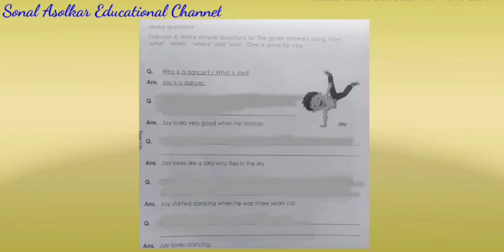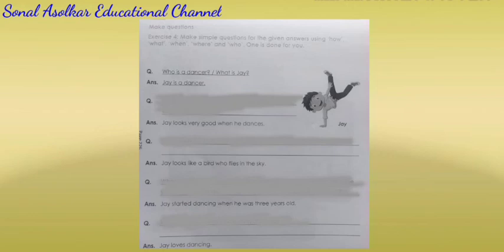Make questions. Exercise 4. Make simple questions for the given answers using how, what, when, where and who. First question is already given there. Who is a dancer / what is Jay? Answer: Jay is a dancer.